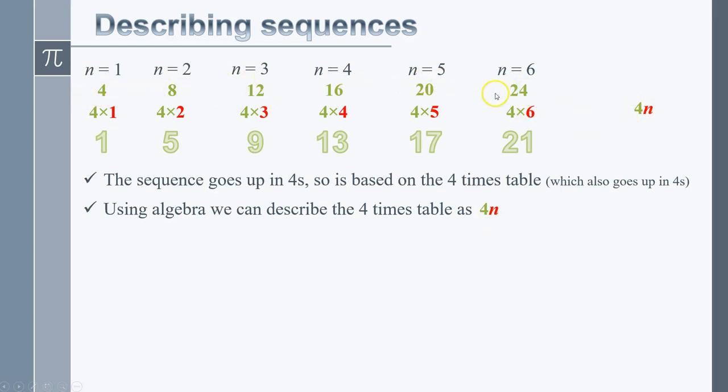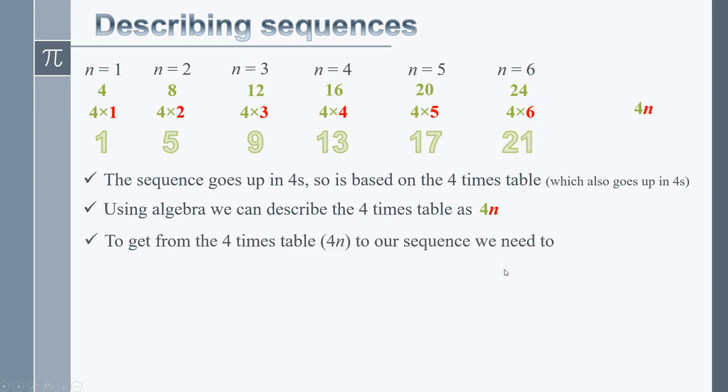Okay. Now, once we've figured that out, all we've got to do is take our 4 times table, which we know is 4n, and ask how we can get from there to the numbers that we're interested in. So, what do we need to do to get from our 4 times table to our sequence of numbers? Hopefully you can see that if I look at this one here, I'm going from 20 down to 17. What have I got to do? Well, I've got to take off 3.